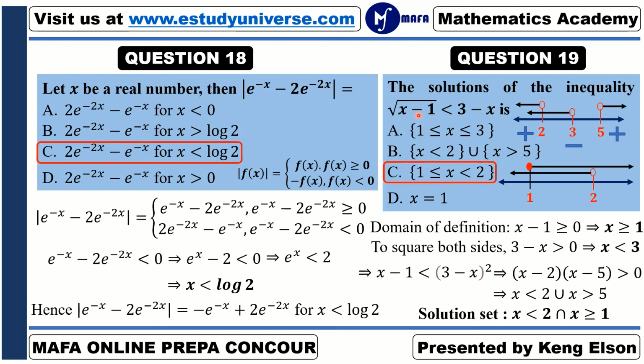Inequalities is one of the most important and, at the same time, complicated topics, where you can easily fail in the concours of public works. Look at option B. Somebody who just squares both sides without even considering the condition or the domain will automatically pick option B, x less than 2 union x greater than 5, and fail. So you have to be very vigilant.